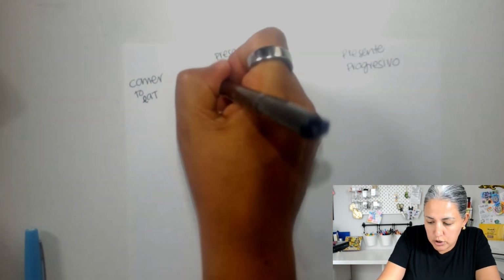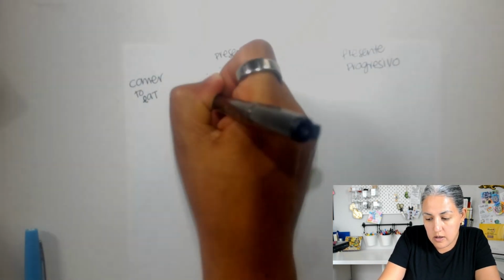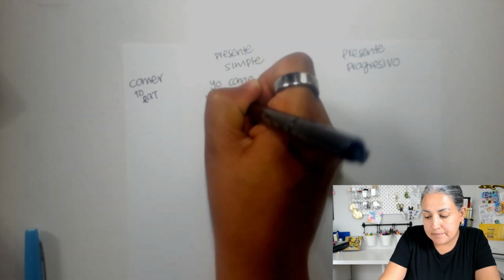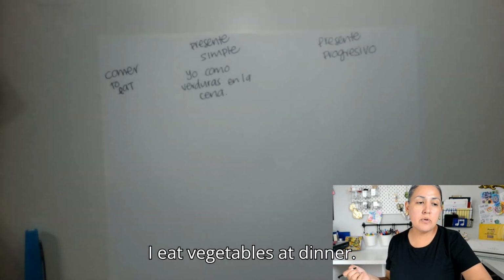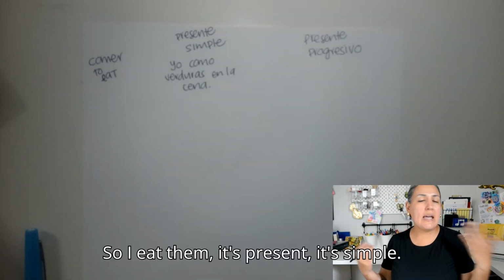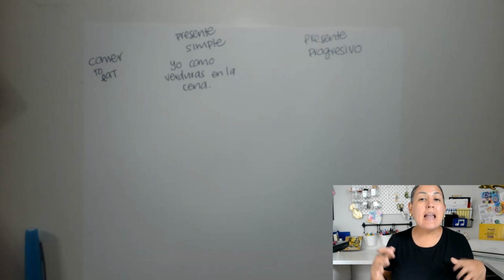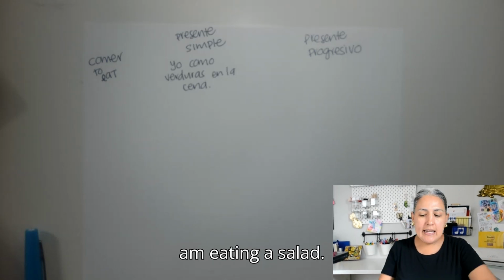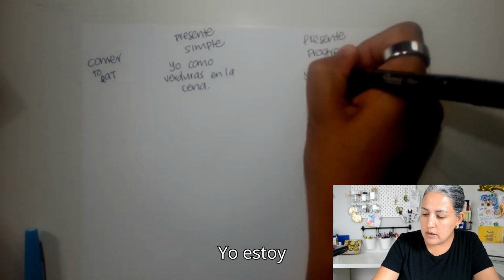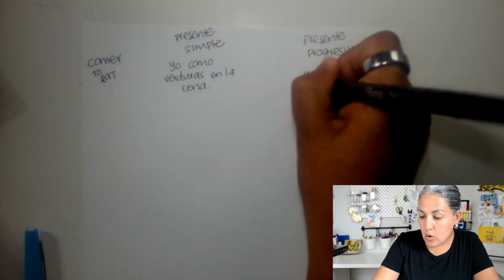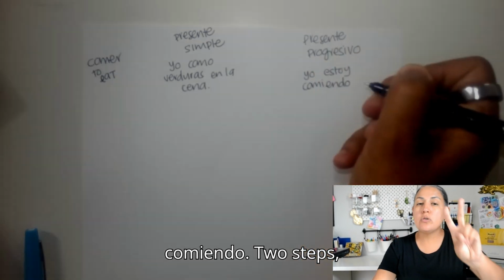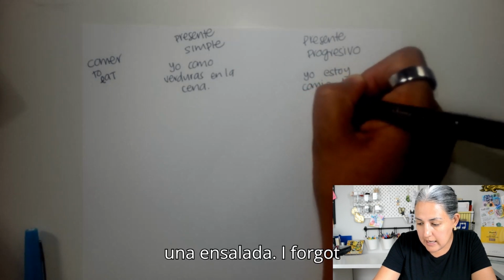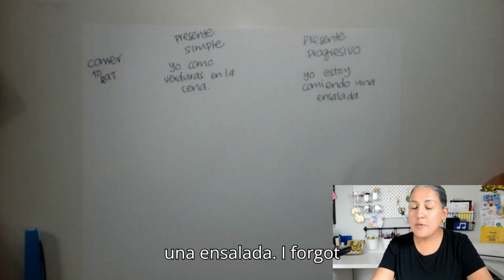Okay, so let's start. Presente simple. Yo como verduras en la cena. I eat vegetables at dinner. So I eat them, it's present, it's simple. Now progressive. I am eating a salad. Yo estoy comiendo, two steps, estoy and then comiendo una ensalada. I forgot I was going to do it in tú form.